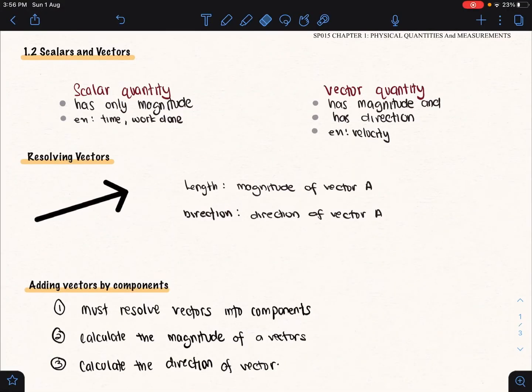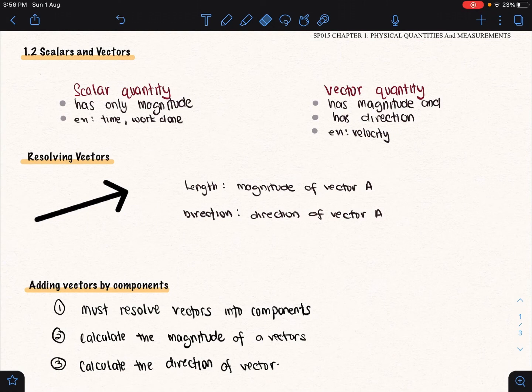Assalamualaikum and hi. So today we'll continue with our next subtopic from chapter 1, which is 1.2 scalars and vectors. In this particular video, we have two learning objectives to be covered. The first one is to define scalar and vector quantities, and the second one is to resolve vector into two perpendicular components, x and y axis.